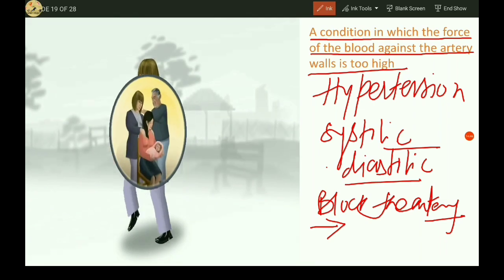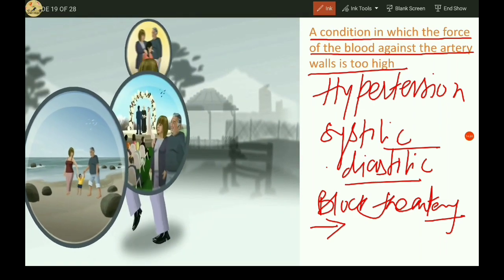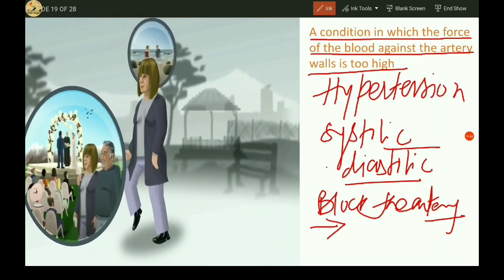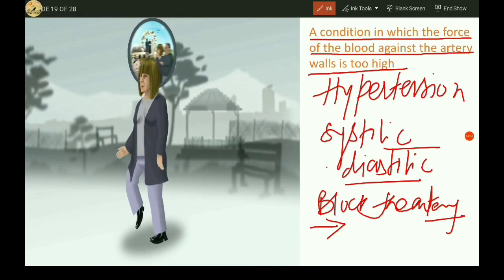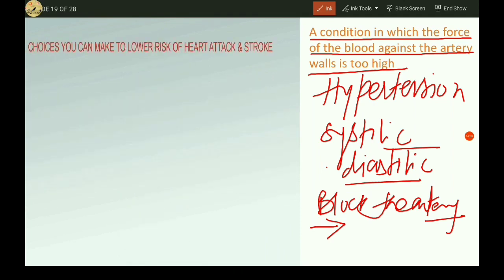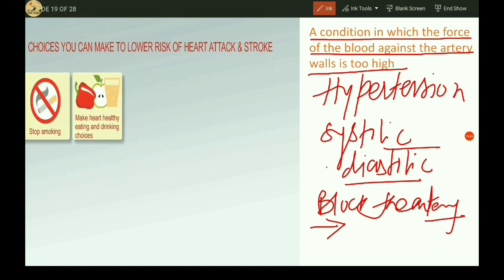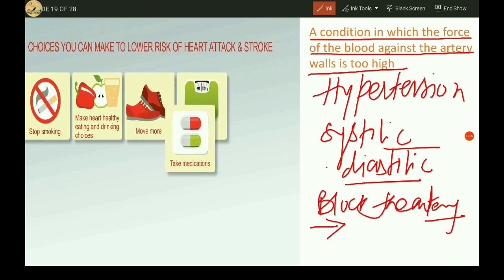It's never too late to make changes to protect your heart. Think about your future, being there for your family, your plans and dreams. Could your blood pressure affect this? There are small steps you can take today to lower your risk. If you smoke, stop smoking. Make heart-healthy eating and drinking choices. Move more, lose weight. Talk to your doctor about medication.